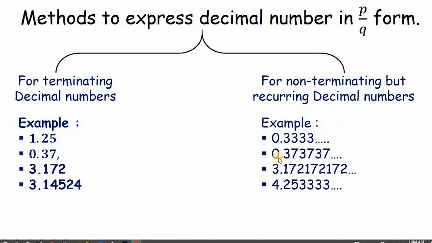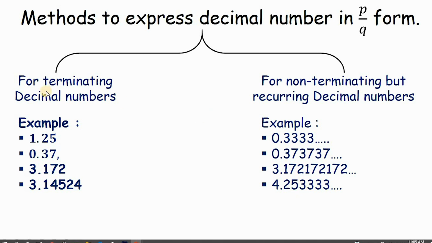In the second example, you see that the block of 37 is repeating: 373737. So here 2 digits are repeating. In the third example, 3.172172172, 3 digits are repeating, that is 1, 7 and 2. The fourth one is slightly different from the previous 3 examples. Here you'll see it's 4.25333. Here 25 is not repeating. The only digit that is repeating is 3. So here you'll have to apply a different method to express it in the form p by q.